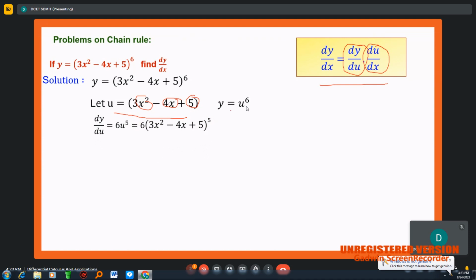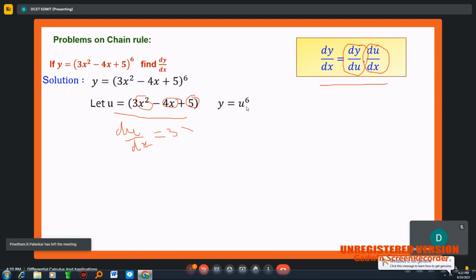First I'll differentiate u. u is equal to 3x² − 4x + 5, differentiating with respect to x, du/dx. What is the differentiation of 3x²? 3 into the differentiation of x², which is 2x, minus the differentiation of 4x, which is 4, plus the differentiation of 5, which is 0. So du/dx is 6x − 4.